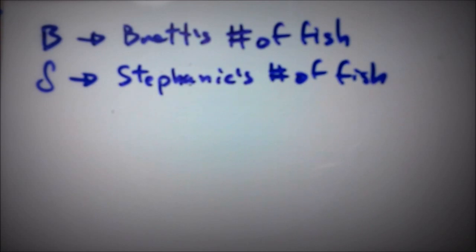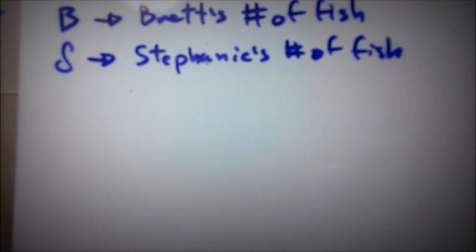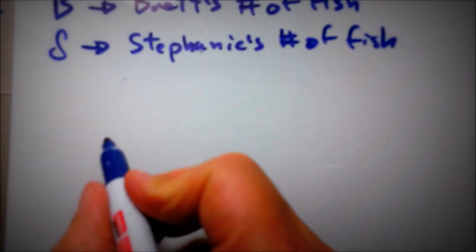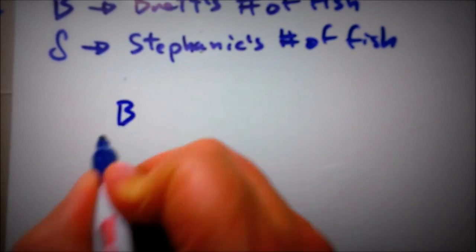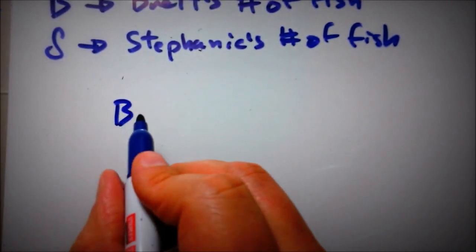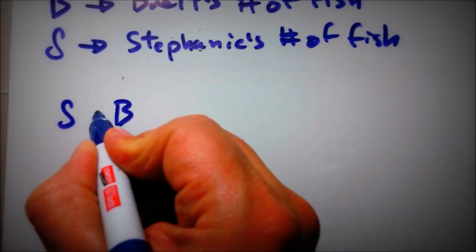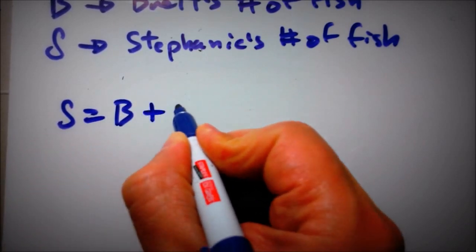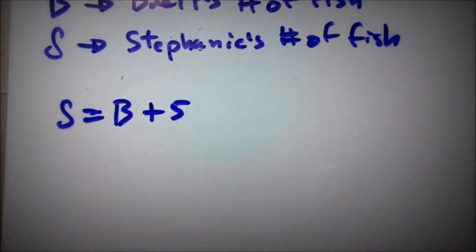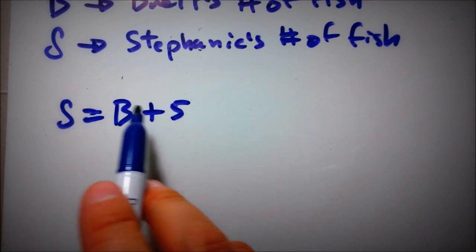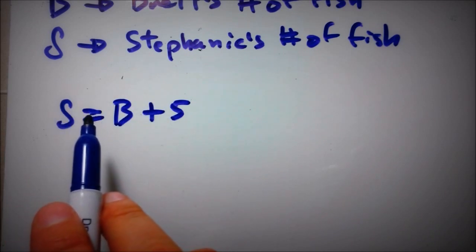Okay, so now let's read the problem once again. The problem says that Stephanie has 5 more fish in her aquarium than Brett. So we don't know how many fish Brett has. Well, we already said B is the number of fish that Brett has. But Stephanie has 5 more fish than Brett. So that's the equation that represents the number of fish that Stephanie has.